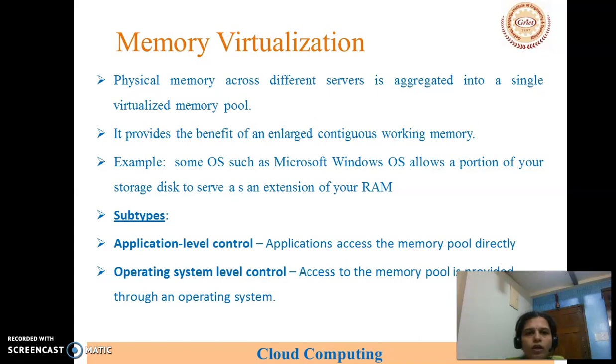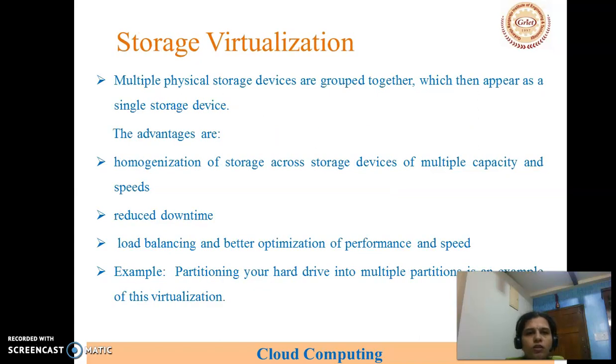Then memory virtualization. Here, physical memory across different servers is aggregated into a single virtualized memory pool. It provides the benefit of an enlarged continuous working memory. Example: some operating systems such as Microsoft Windows allow a portion of your storage disk to serve as an extension of your RAM. The subtypes are application level and operating system level. In the application level, the application accesses the memory pool directly, whereas in the operating system level, access to the memory pool is provided through an operating system.